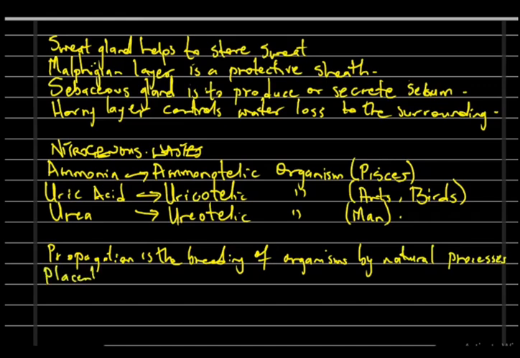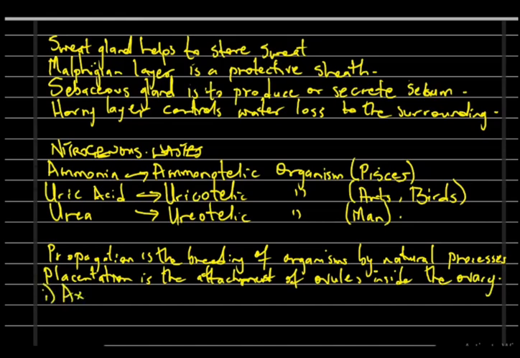And then when we look at placentation, placentation is talking about the attachment of ovules inside the ovaries. So that is what placentation is talking about. And we have different types of placentation. Basically, we have 5 types. For example, we have the axial placentation that is found in tomato. We have the marginal, found in legumes.